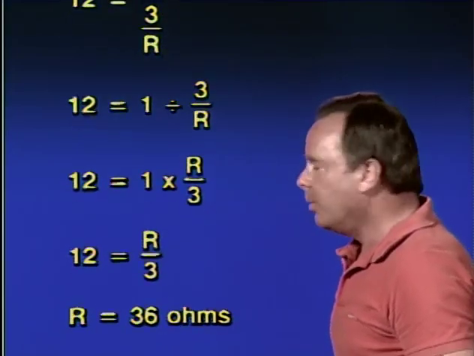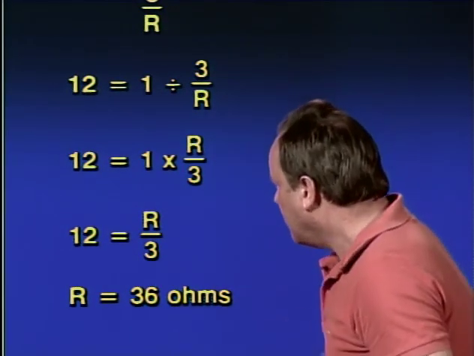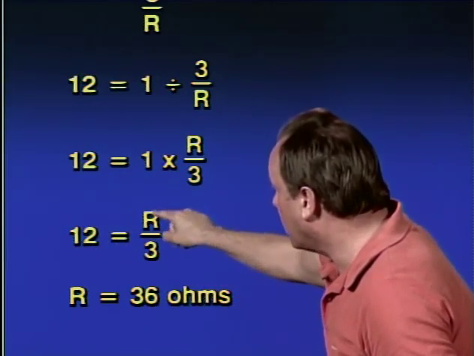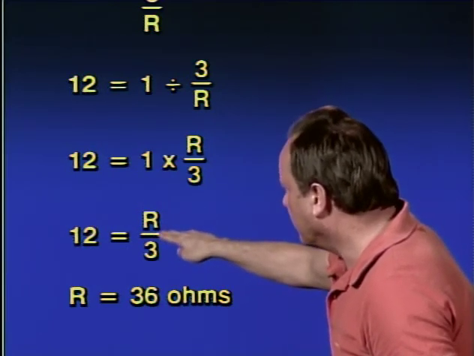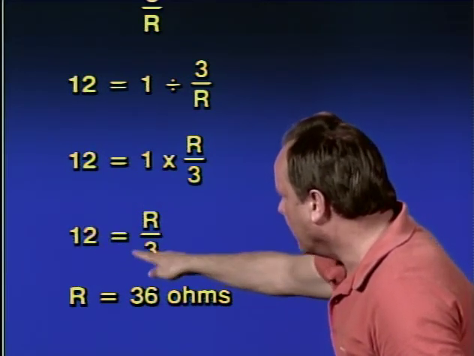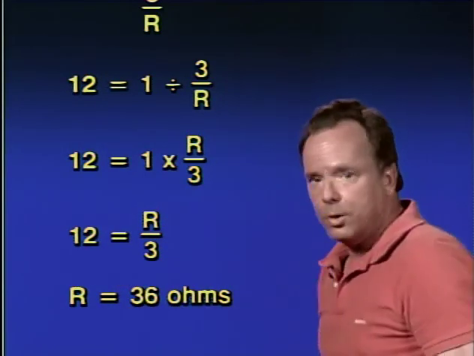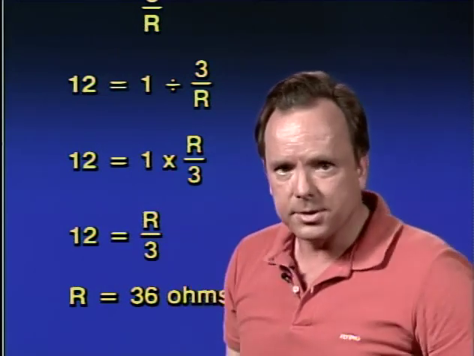And now we can begin to see that we can figure out the value of each individual resistance. And so that total resistance of 12 ohms is equal to R, that's the individual resistance of each resistor, divided by 3. Multiply each side by 3, and you find out the value of R is 36 ohms. The value of each one of those individual resistors is 36 ohms.